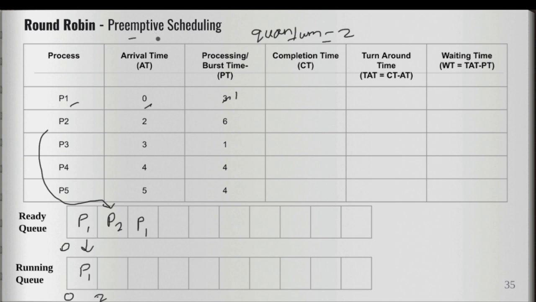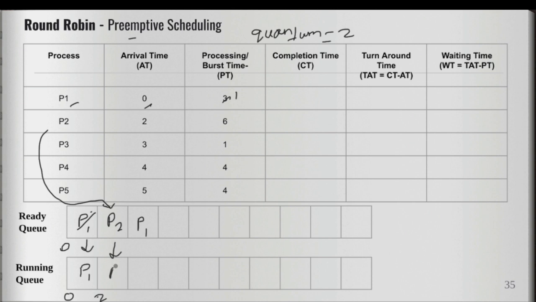We want preemptive. That's why we'll execute only for 2 units and put that in the queue. So we'll give a chance to P2 or other processes to be executed. So in this case, we put P1 over there. Okay, so this one is done. Now what is next? We have P2, so we bring that in.